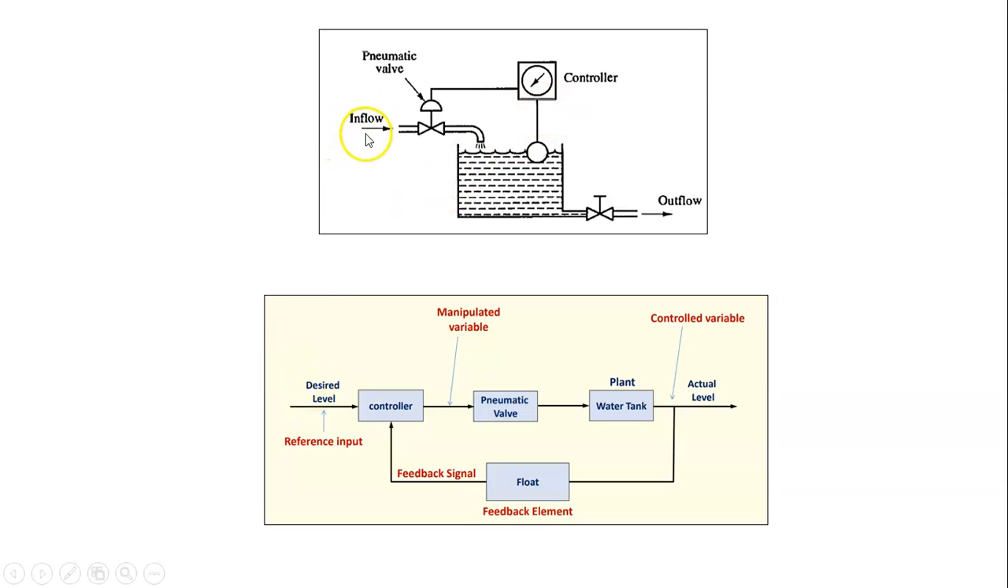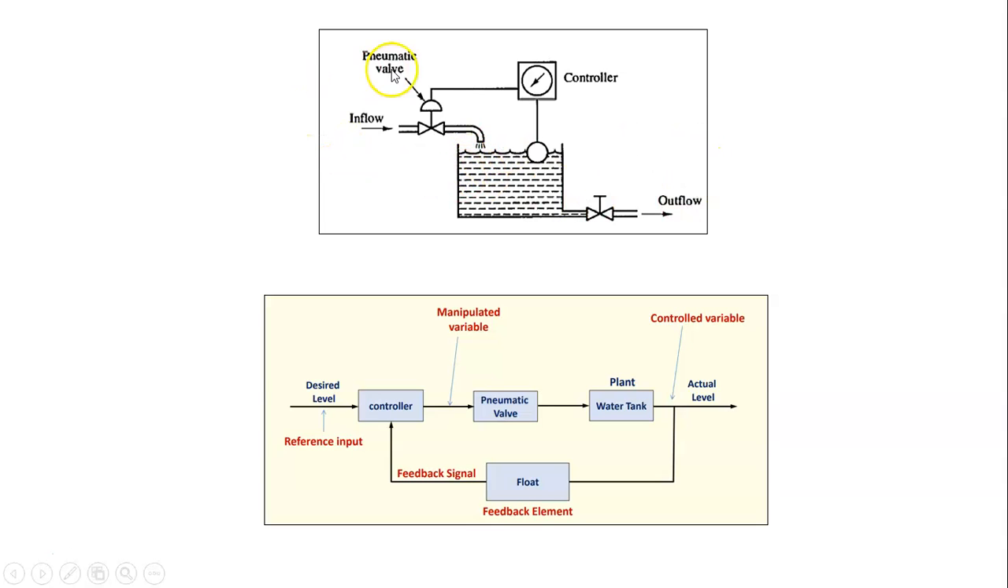Now you just see here again, water is coming inside the tank. This float is going to give a signal to this controller. This controller is going to operate this pneumatic valve until and unless the desired level is equal to the actual level. When the actual level is reached, then this float will give a signal to the controller. Again this controller will operate the pneumatic valve, and if desired level is equal to actual level, this controller will operate the pneumatic valve, which will stop the inflow of the water inside the tank.